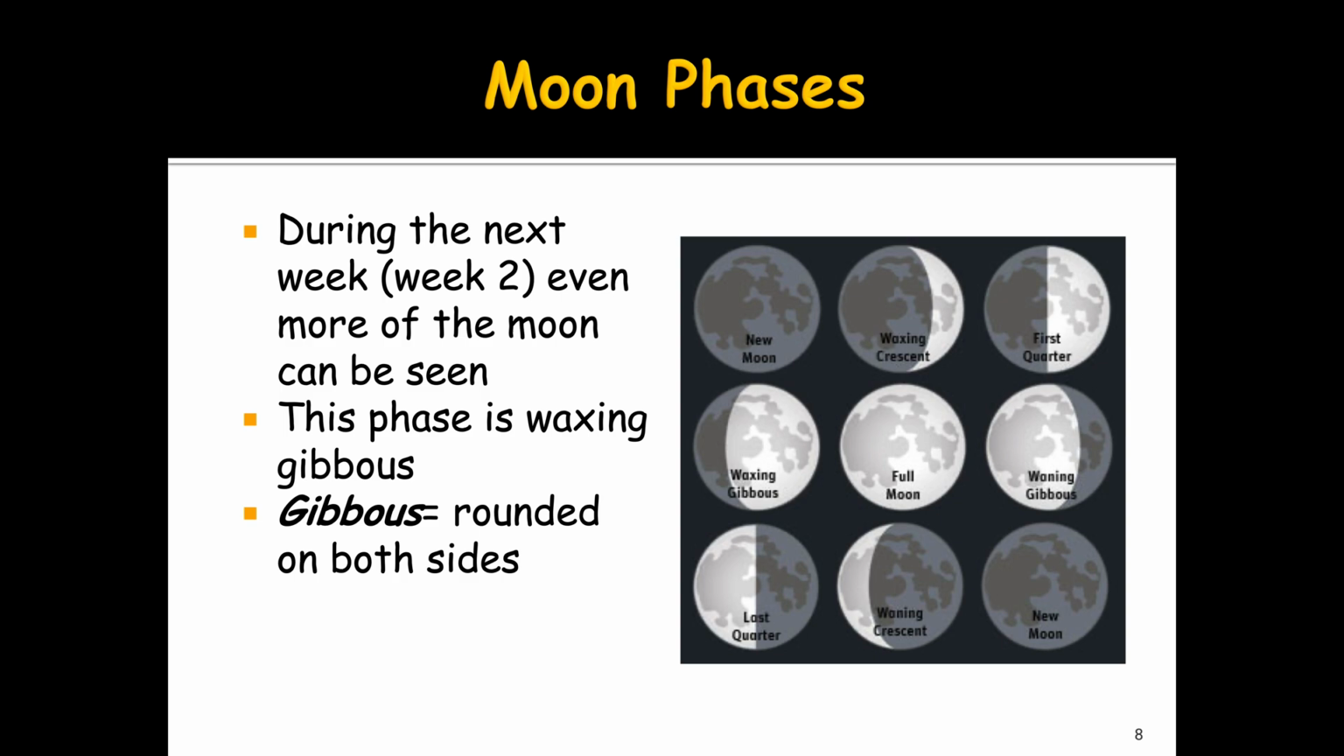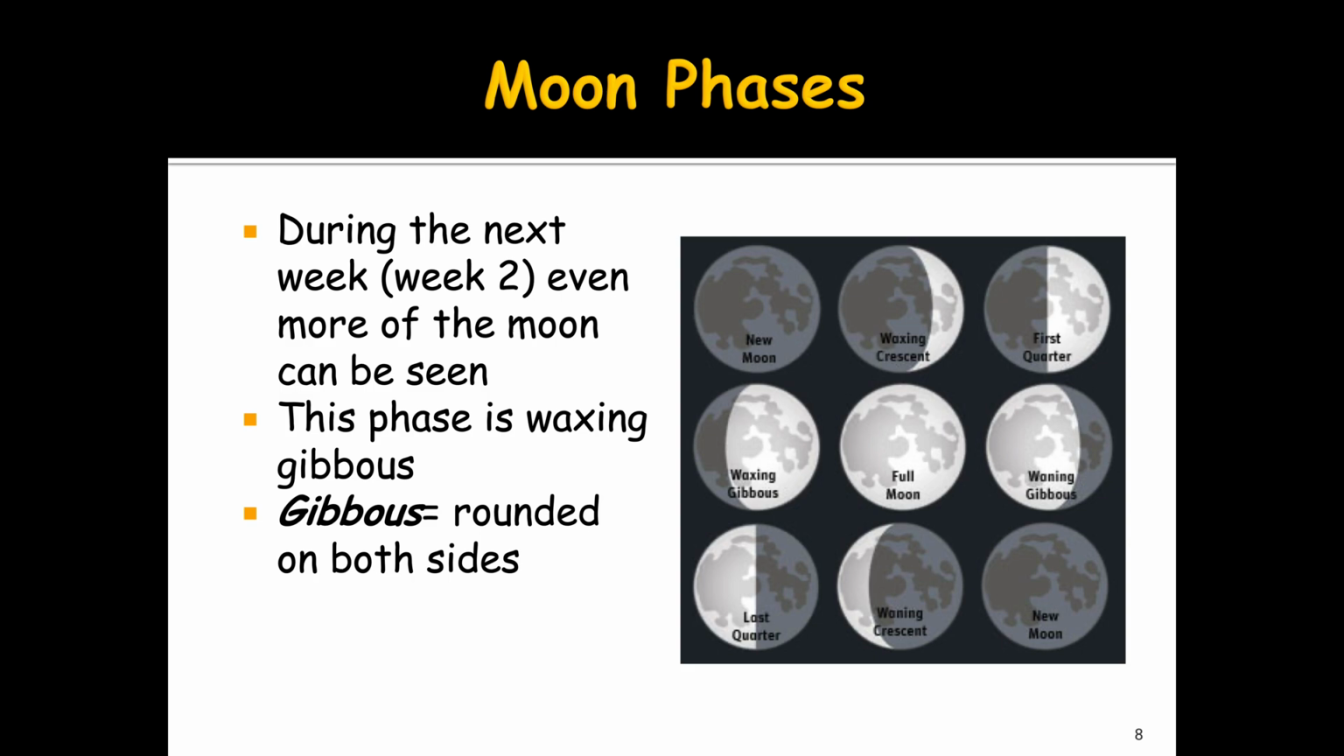And the term gibbous just means rounded on both ends. So if you look at that waxing gibbous, it's got sort of a convex shape to it, or it kind of bubbles out on both sides. Whereas if you look at the crescent shape there, you've got more of a concave shape, where it bubbles out on the one side, but it's sort of squished on the other.